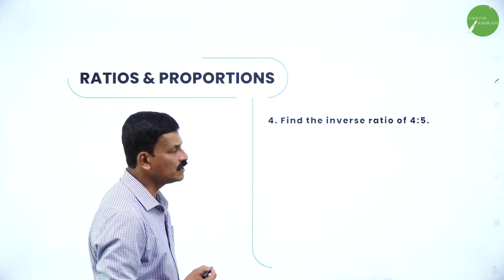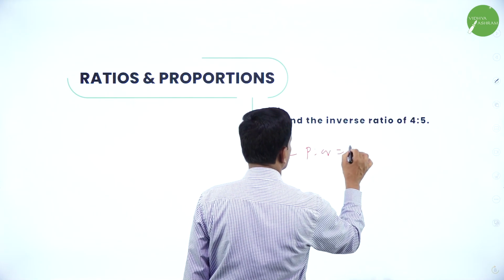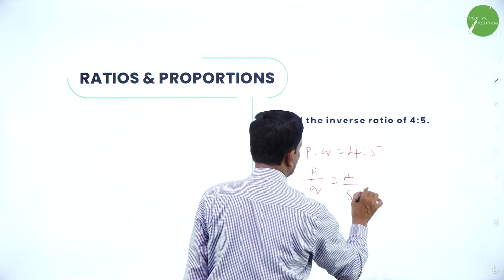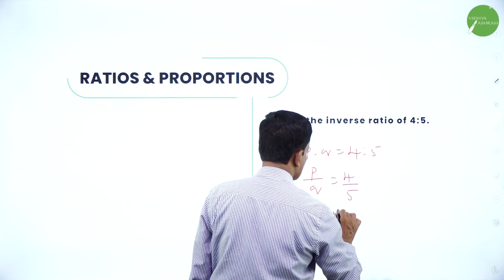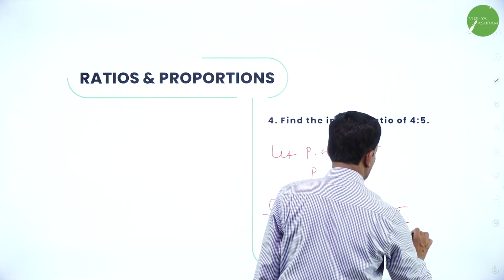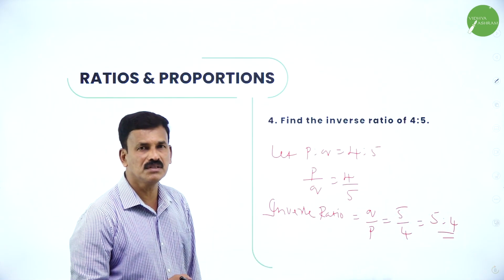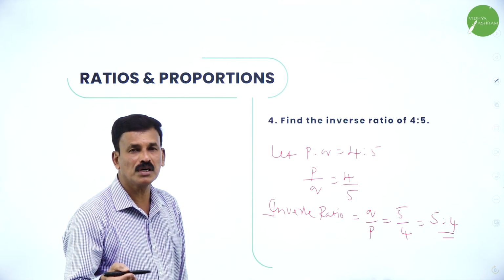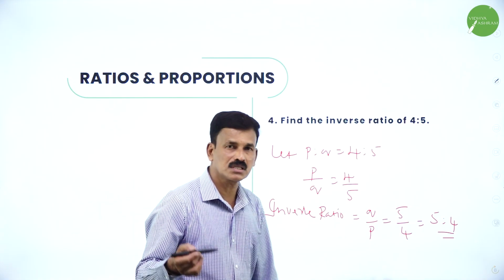Now, find the inverse ratio of 4 is to 5. Let P is to Q is equal to 4 is to 5. That means P by Q is equal to 4 by 5. The inverse ratio is Q by P. That is nothing but 5 by 4. So that's equal to 5 is to 4. The reverse, 5 is to 4, is the inverse ratio of 4 is to 5. That's it. So the inverse of P by Q is Q by P. Therefore, the inverse of 4 is to 5 is 5 is to 4. That's it. Hope you followed.